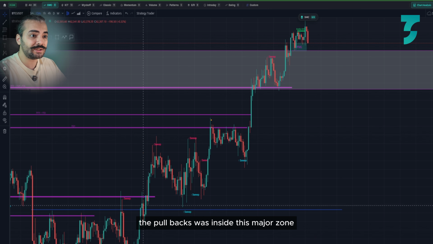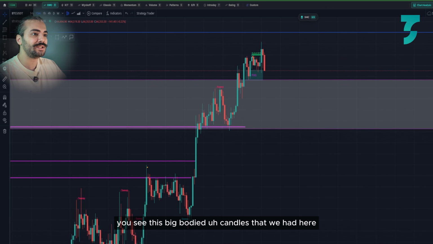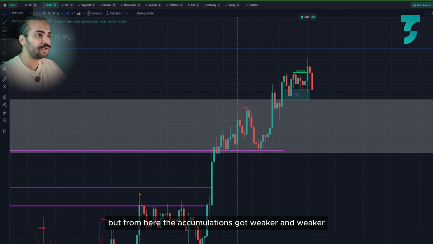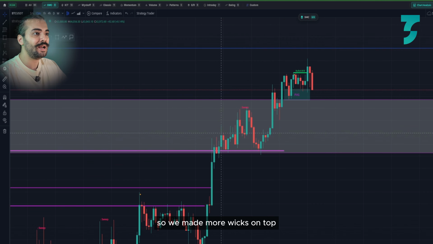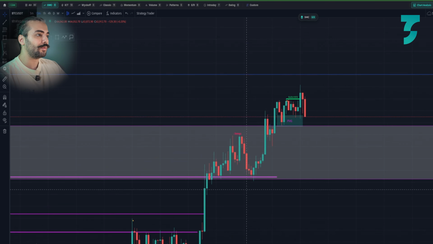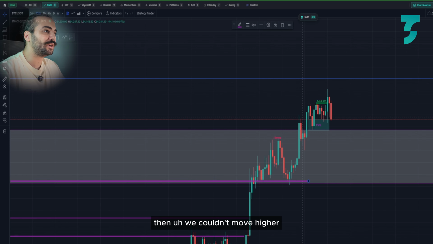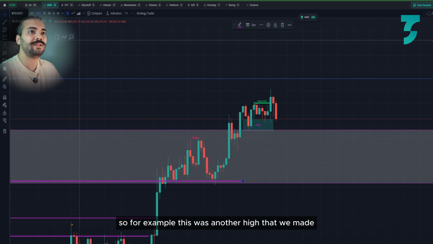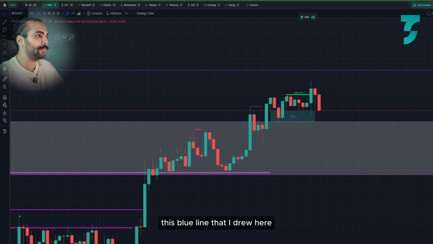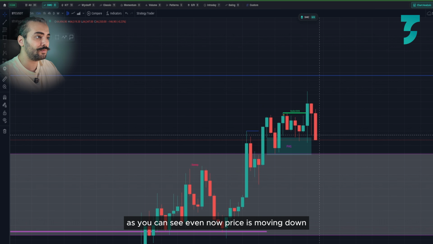The pullbacks were inside this major zone. And then we had all these green candles. You see these big-bodied candles that we had here. But from here, the accumulations got weaker and weaker. So we made more wicks on top, more shadows on top. And then once we hit the order blocks, as you can see the lines here, we couldn't move higher. So for example, this was another high that we made. Let me mark this here. From this high, this blue line that I drew here, we couldn't go higher. That's also another problem. As you can see, even now price is moving down.